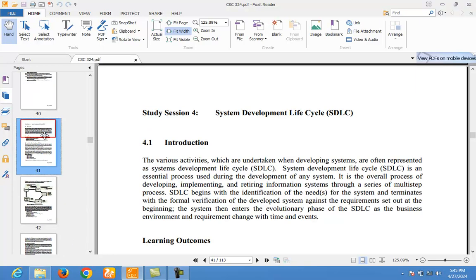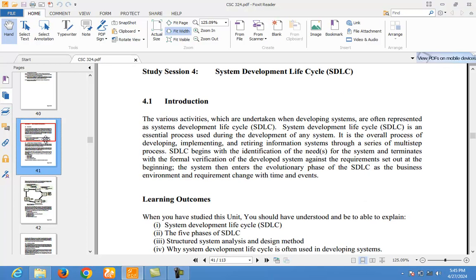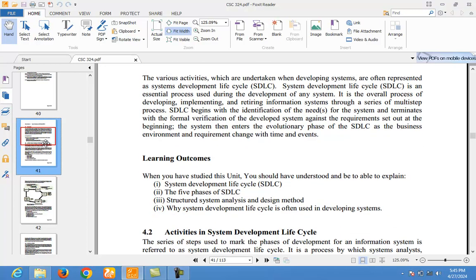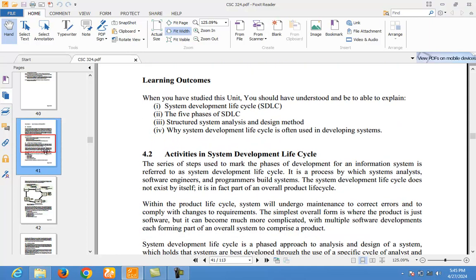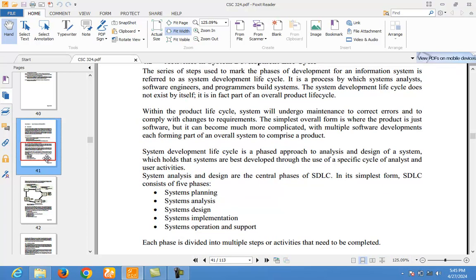On study session 4, we'll now focus on the system development lifecycle proper. And in this, we expect you to be able to explain what the system development lifecycle is, be able to state the 5 phases of the system development lifecycle, and the structured system analysis and design method, and why the system development lifecycle is often used in developing systems.